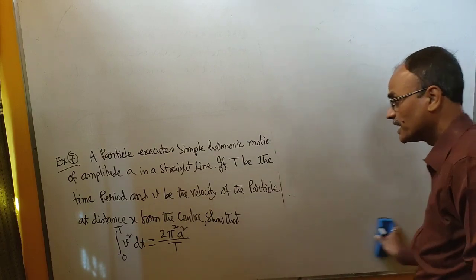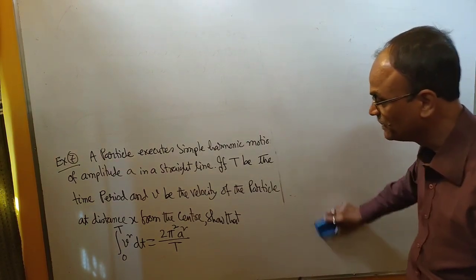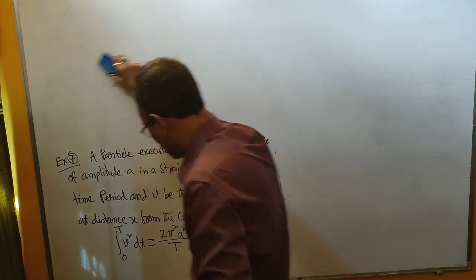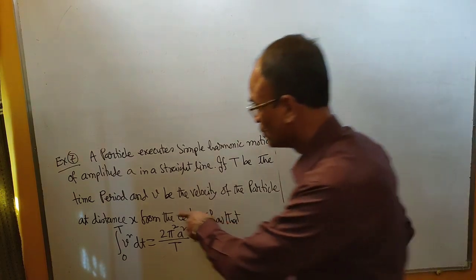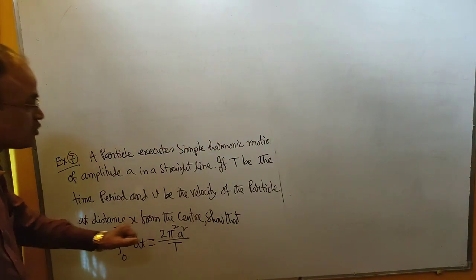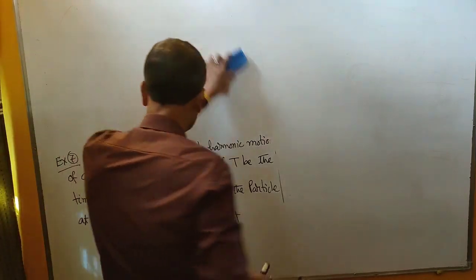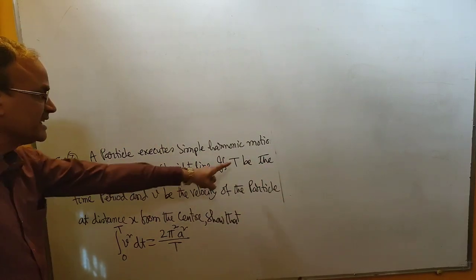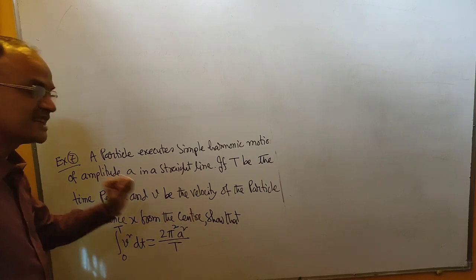If T be the time period and v be the velocity of the particle at distance x from the center, show that the integral from 0 to T of v square dt equals twice pi square a square. Here a is the amplitude. In simple harmonic motion, a is the amplitude, T is the time period, and v is the velocity of the particle at distance x.